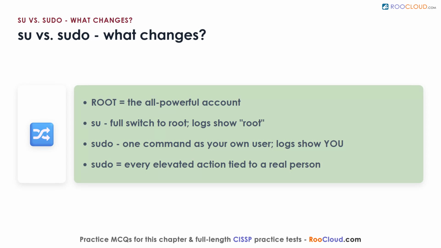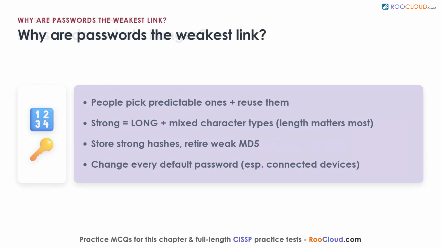That difference is everything for accountability. With su, actions blur into a shared super user. With sudo, every elevated action is tied to a real person you can audit. Now the softest target of all. Why are passwords the weakest form of authentication?